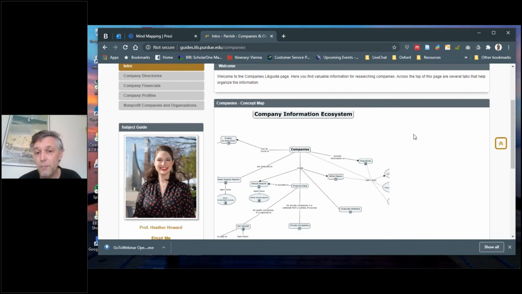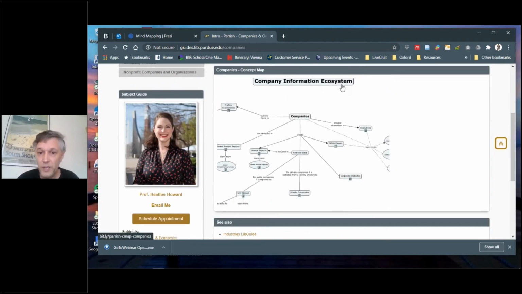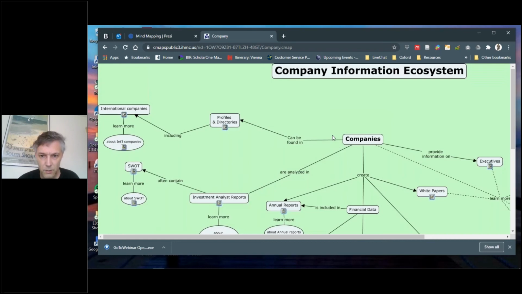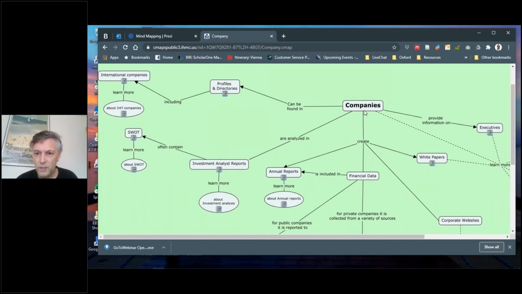I have used concept mapping for resource finding. So back when I was at Purdue, and it's something I've carried with me, so I'm working on it here at Oxford as well, I developed what I called information ecosystems. And these are concept maps. And let's see if this will load right. This one specifically is on company information. The central focus is companies.